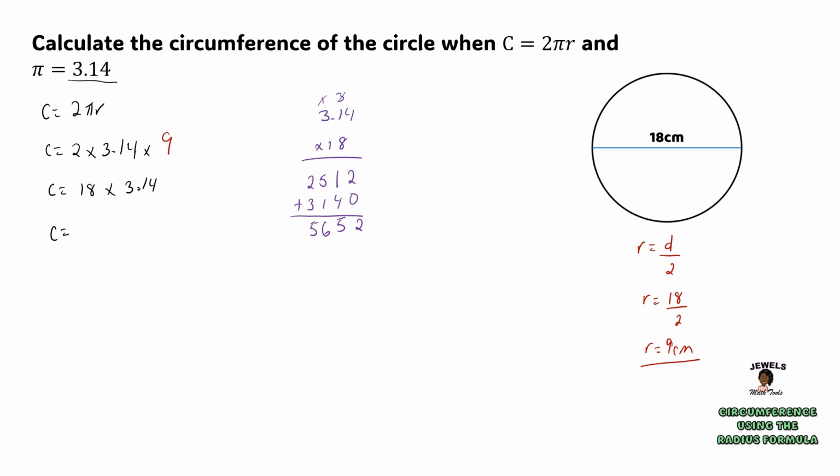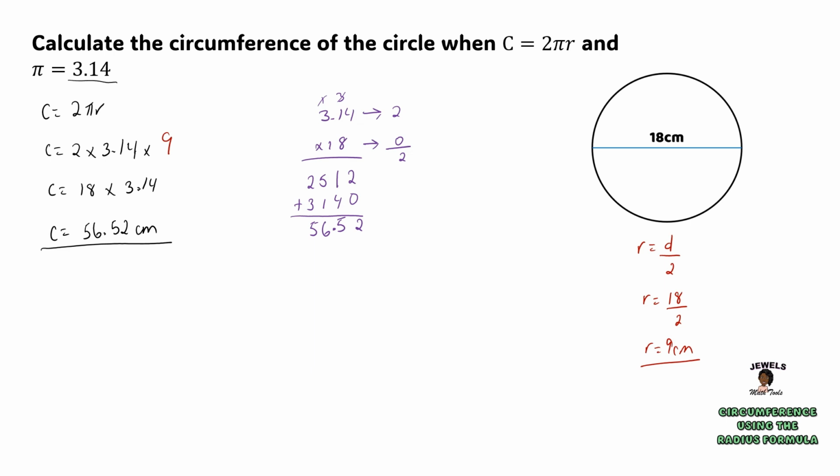And to input our decimal point, we have 2 digits behind the decimal point here, none here, and in total we should have 2 digits behind our decimal point. So we'll count 1, 2, and that decimal point will be input right between our 6 and 5. So the circumference of our circle for this question is equal to 56 and 52 hundredths, and that's in centimeters.